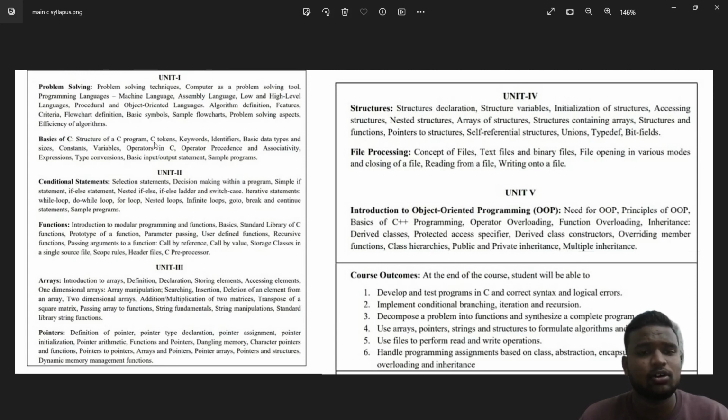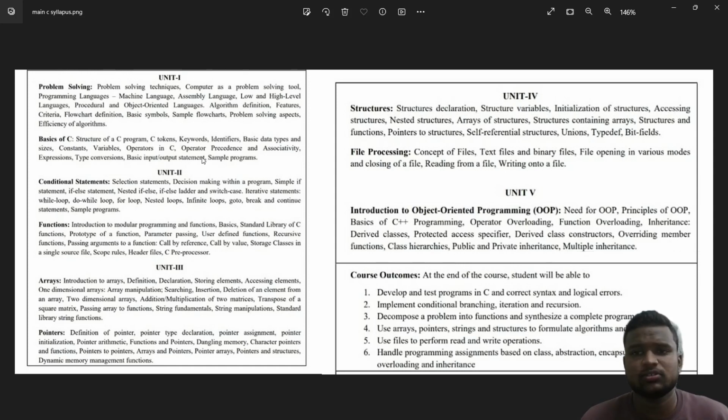We will understand the basic concepts of C programming, which are tokens, keywords, identifiers, basic data types, and sizes of the data types. Also we will learn operators in C, what operator precedence and associativity are, and also type conversion and basic input-output statements. And I'll show you a simple program which I have shown you already in the last class. So I'll be showing you some other program.